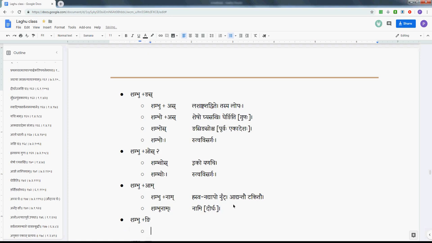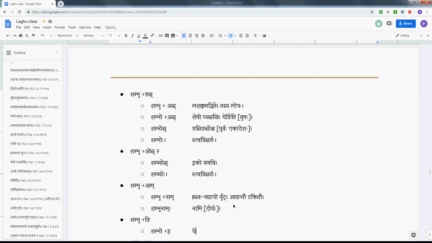Shambhu plus Ni, Ni is a Nit pratyaya. So what will you get? Shambhu plus E. Lashakvattaddhite, tasya lopaha. Nyakarasya Kuantargatatvat, Lashakvataddhite, itsanya bhavati, tasya itaha lopaha. Therefore Nakarasya itaha lopaha bhavati, E is the content. Shambhu plus E. What will happen here? Guna by what sutra? Why guna? Because of nit.